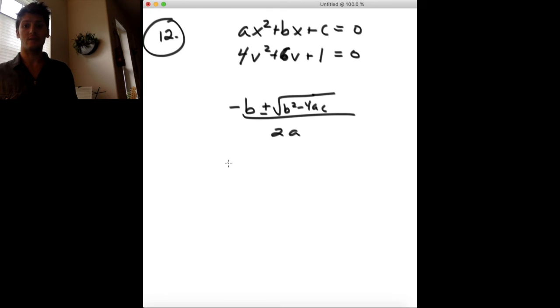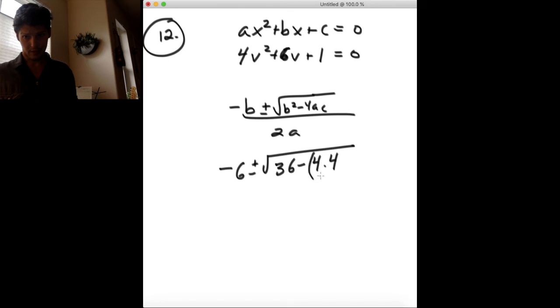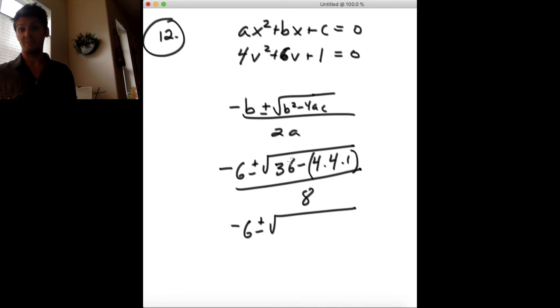B is a 6, so negative 6 plus or minus the square root of b squared, so that's 6 squared, 36, minus 4 times a, which is a 4, times c, which is a 1. Okay, all over 2a, which is just 8. Now look, you actually don't have to finish this problem out. Maybe you just do the math underneath the radical and say 36 minus 16, so that's 20, and it's over 8.